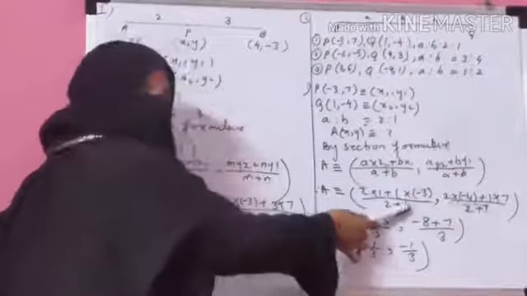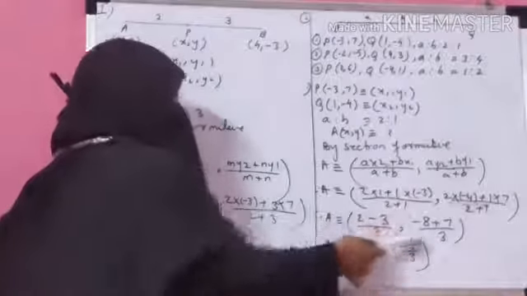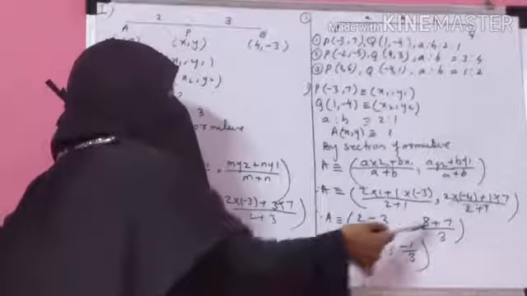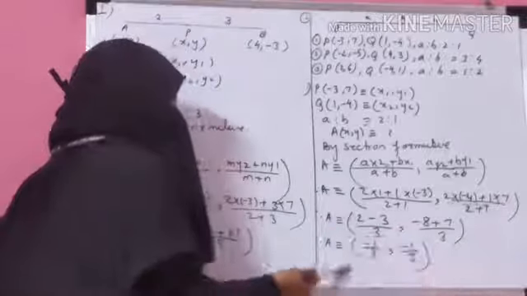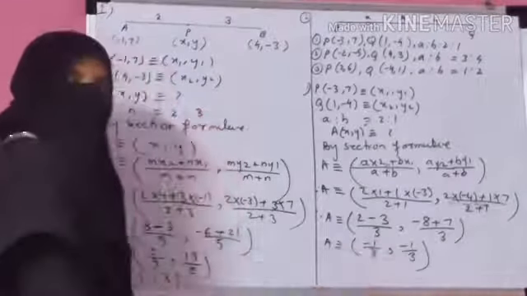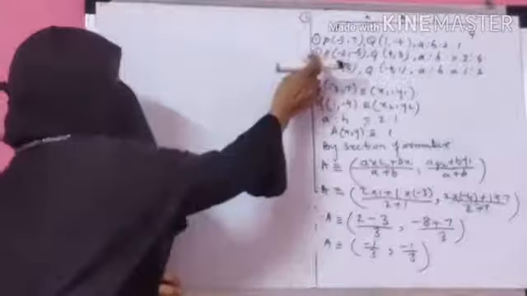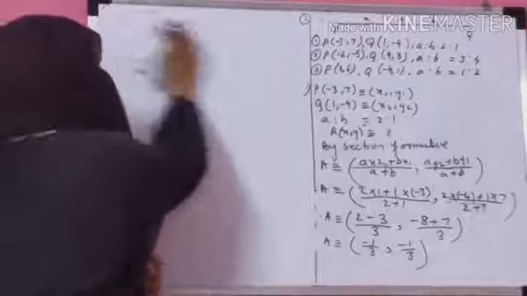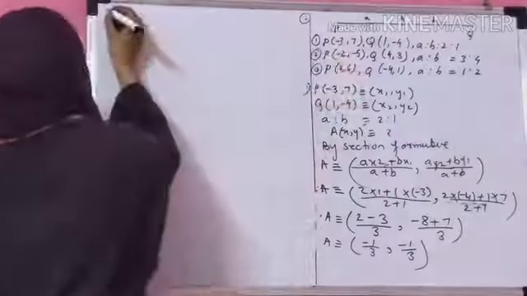Now substitute the values. After multiplication, you get 2 minus 3 divided by 3, minus 8 plus 7 divided by 3. So coordinate of point A is minus 1 upon 3, minus 1 upon 3. Got it? There are 3 questions in this exercise. First we solved this one. Now move to the second one. Second question.